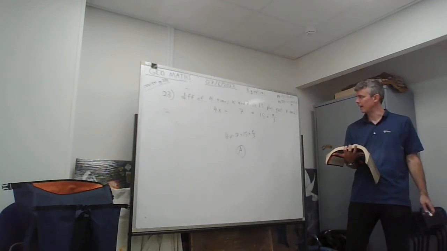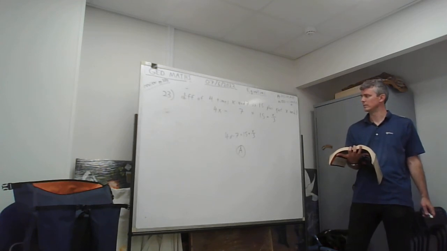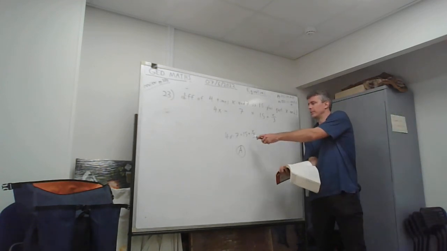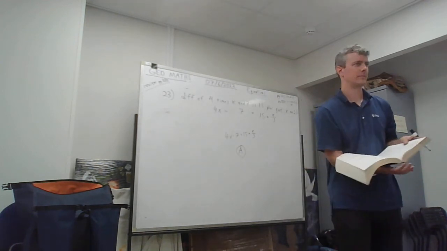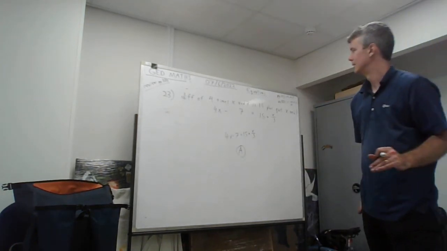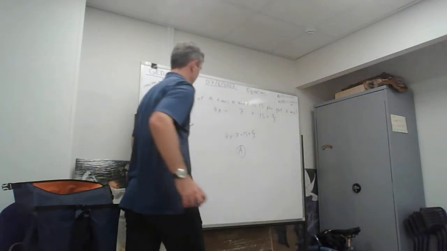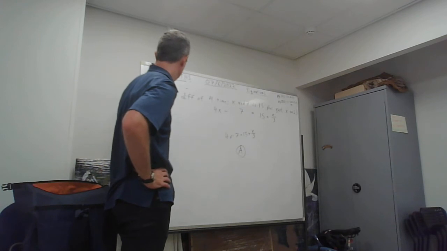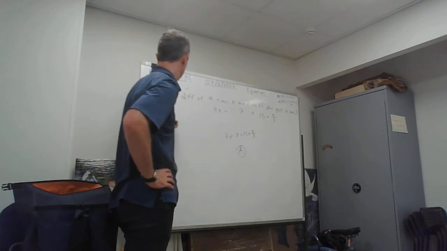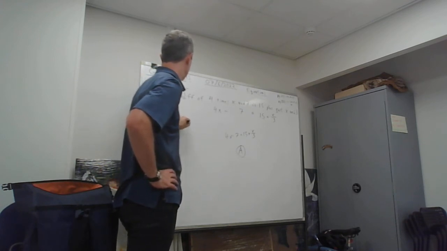Alright. Questions on this one? How would I go about solving it? What would I do first? Multiply by 3. Divided by 4. Multiply by 3 to get rid of this 3. We need to multiply both sides.